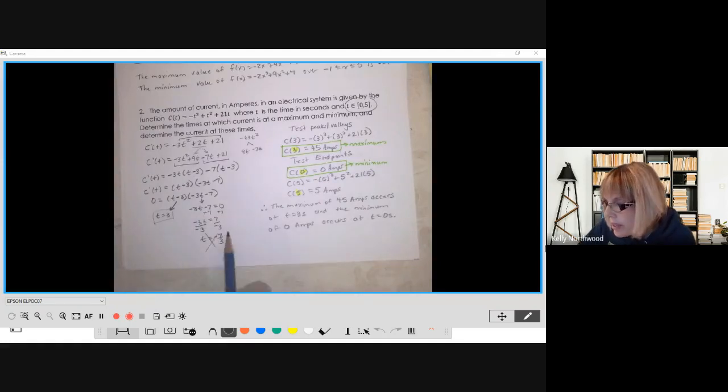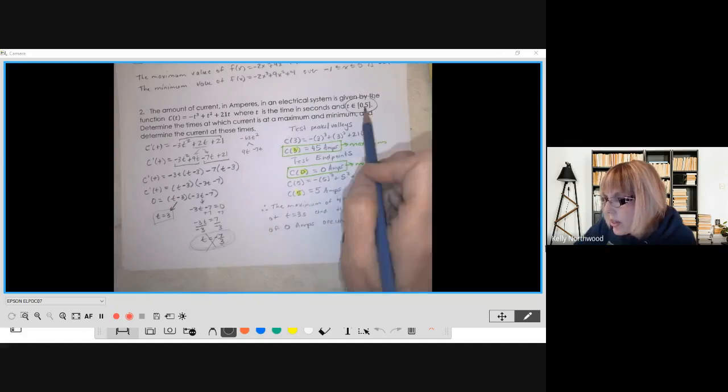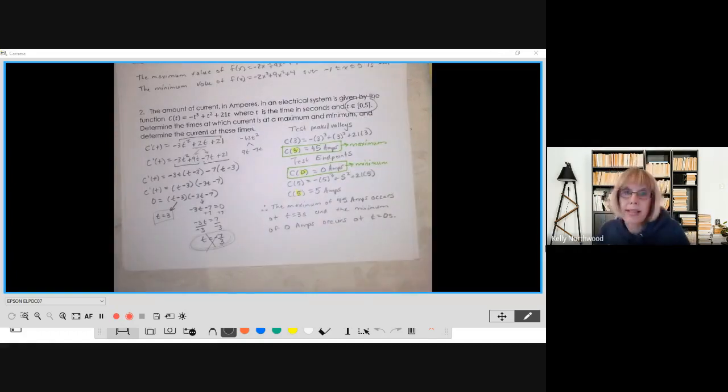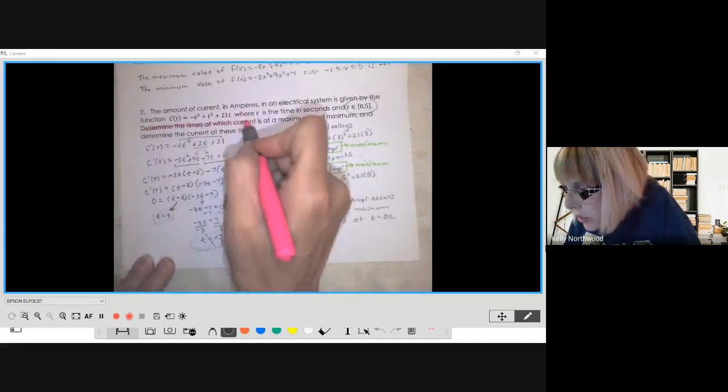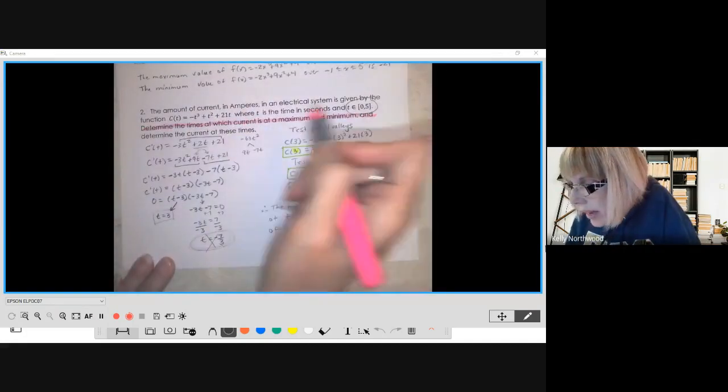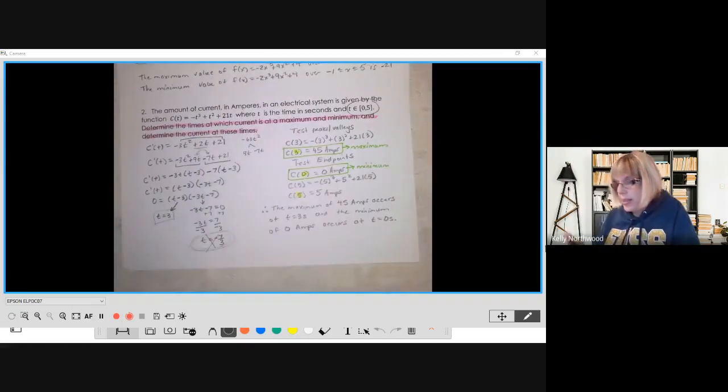So this one was important because it showed us where we got one of those critical values that wasn't in the interval, so we didn't go ahead and test it. So watch for that. And then also make sure you answer the question they asked, because they asked us to determine the times at which current is a maximum and minimum, and determine the current at these times.